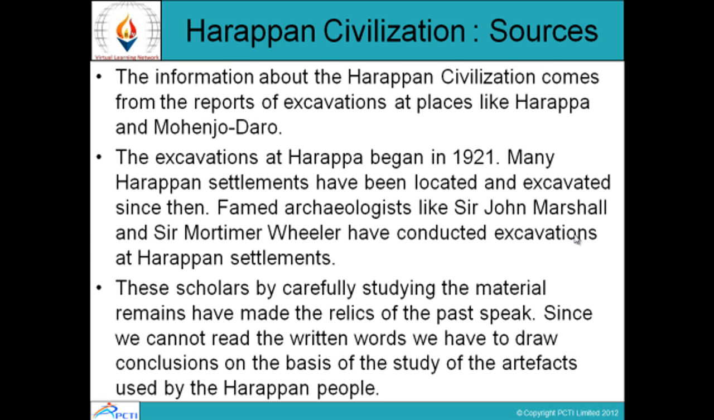Harappan civilization sources. The information about the Harappan civilization comes from the reports of excavations at places like Harappa and Mohenjodaro. The excavations at Harappa began in 1921. Many Harappan settlements have been located and excavated since then. Famed archaeologists like Sir John Marshall and Sir Mortimer Wheeler have conducted excavations at Harappan settlements. These scholars, by carefully studying the material remains, have made the relics of the past speak.